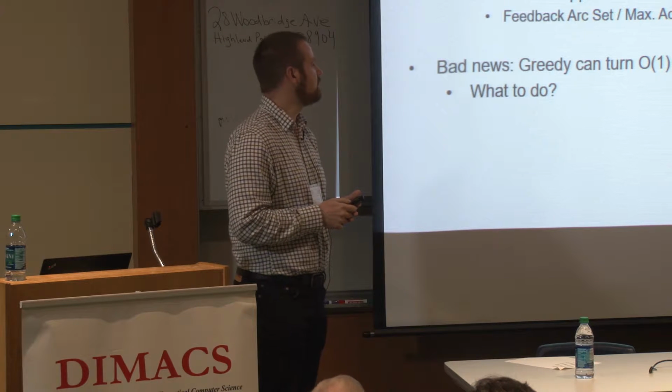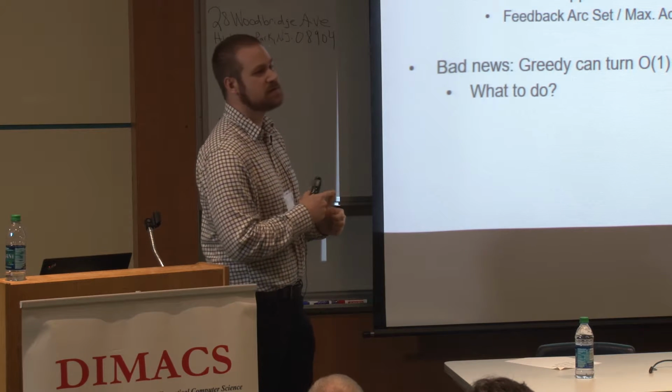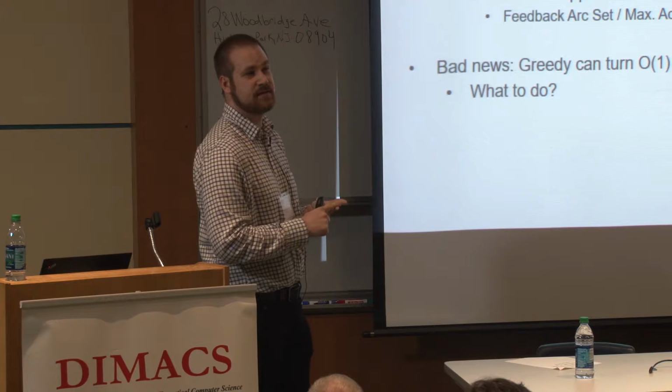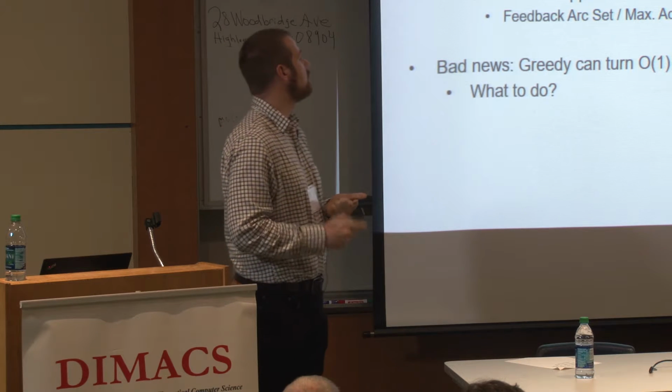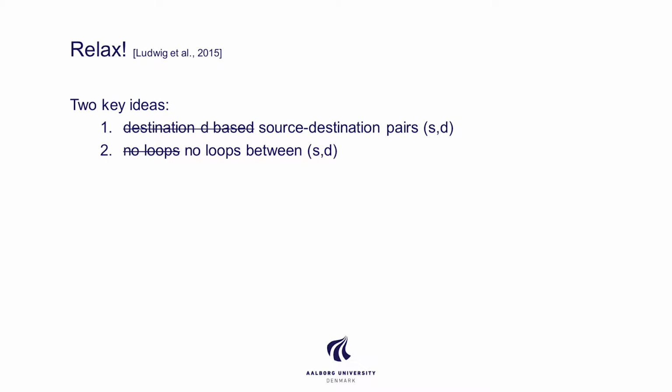So what can we do, since we can't find an optimal one, and since this greedy one can destroy good instances? There's one idea that Stefan had some years ago, and that was just to relax this problem. There are two key ideas here. The first one: instead of saying we route just to a destination, we look at source-destination pairs and look at routing rules for those.